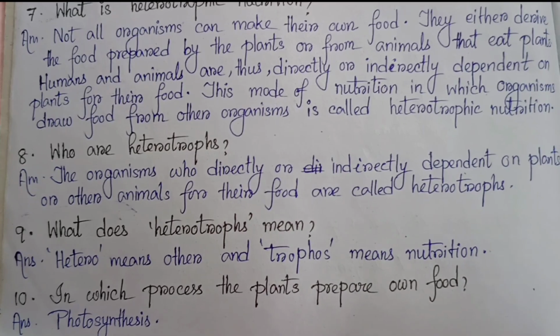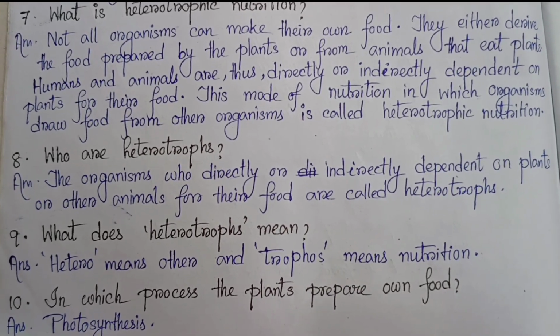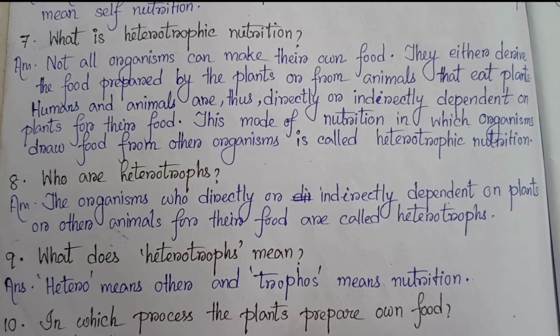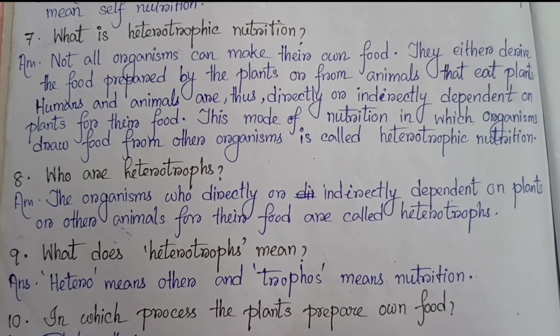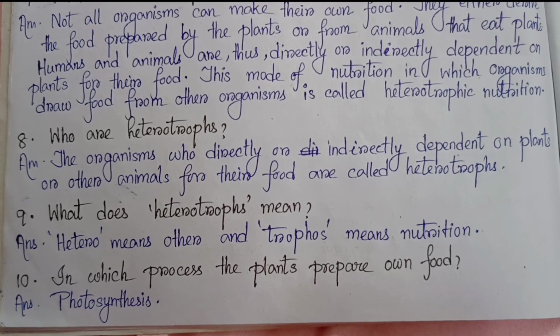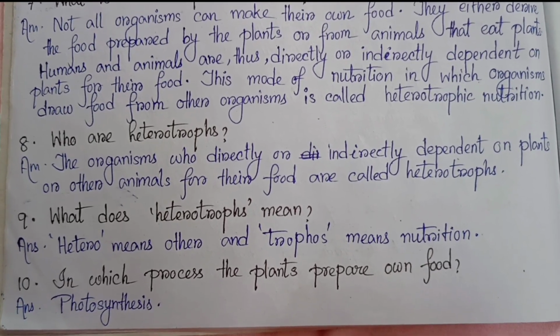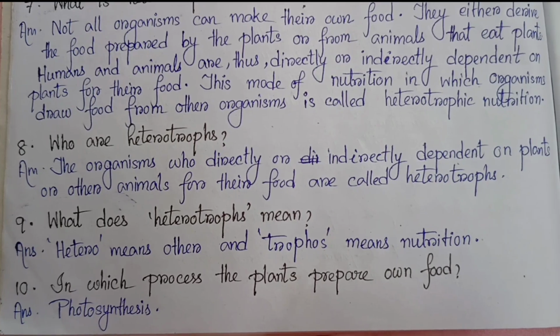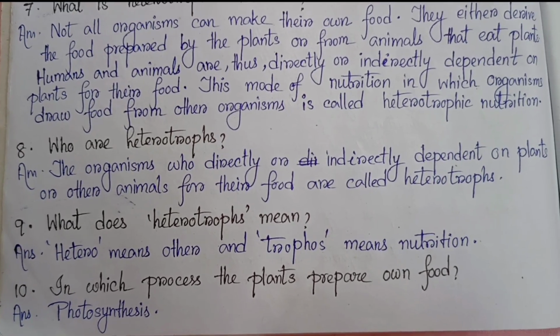Number 8. Who are heterotrophs? The organisms who are directly or indirectly dependent on plants or other animals for their food are called heterotrophs. Number 9. What does heterotrophs mean? Hetero means other and trophs means nutrition. Number 10. In which process the plants prepare own food? Photosynthesis.